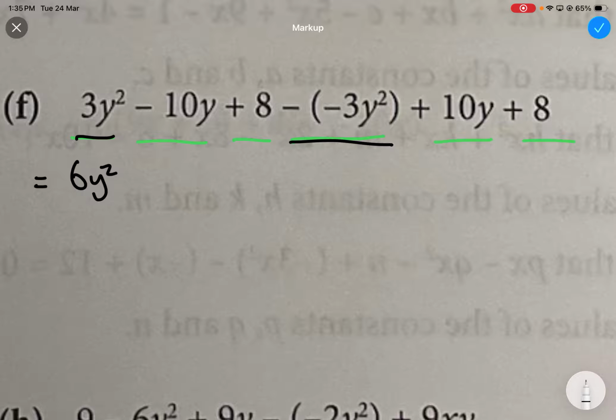Then lastly the numbers, plus 12 and then minus 8. 12 minus 8, 4. Answer. Follow? Nazif? Understand?